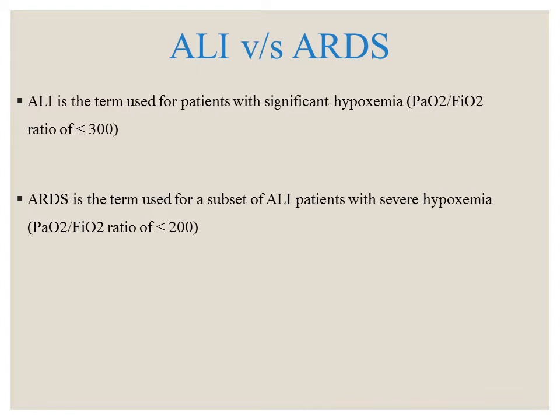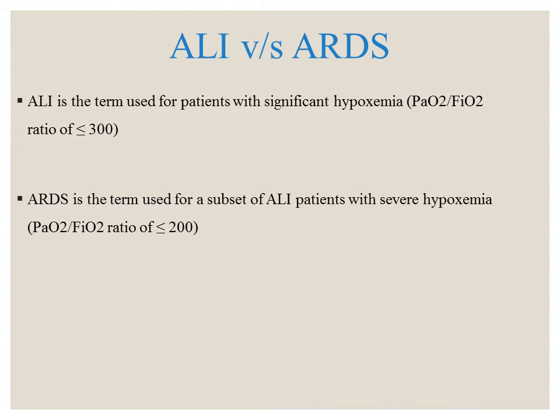ALI is the term used for patients with significant hypoxemia, that is, their PaO2 to FiO2 ratio is less than or equal to 300. However, acute respiratory distress syndrome is the severe form of ALI, in which there is severe hypoxemia. This definition was again revised by the WHO. The normal PaO2 to FiO2 ratio is greater than 400. Whenever this ratio is reduced, the patient is categorized as having mild, moderate, or severe ARDS.